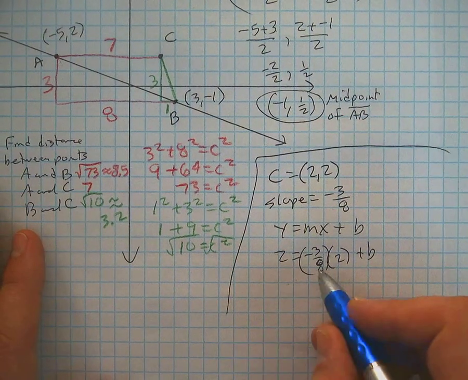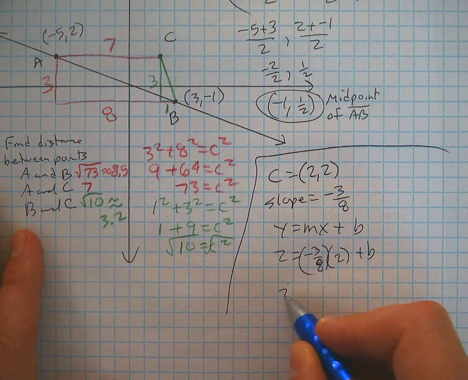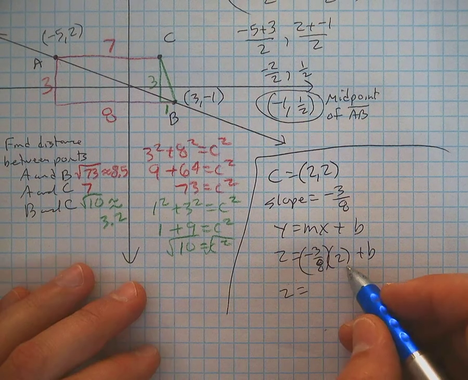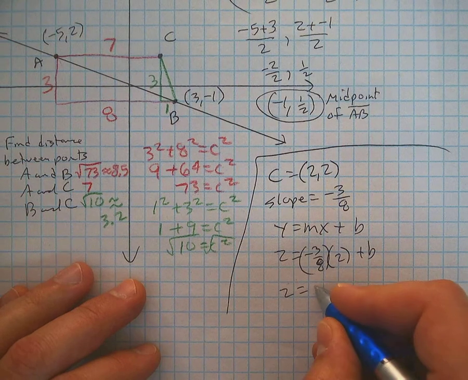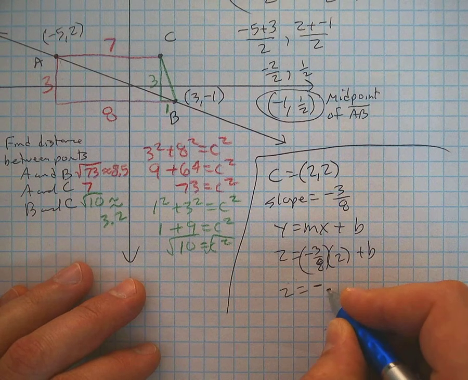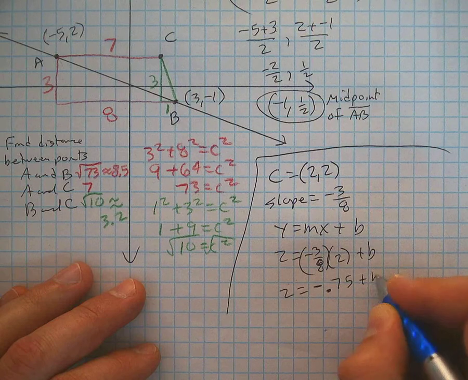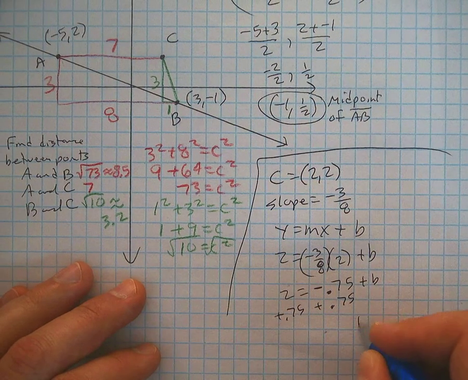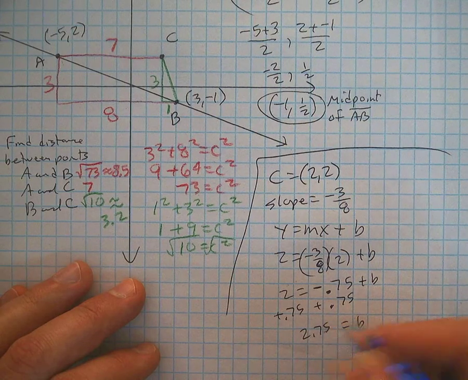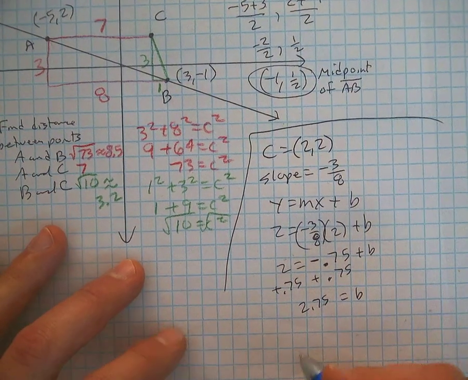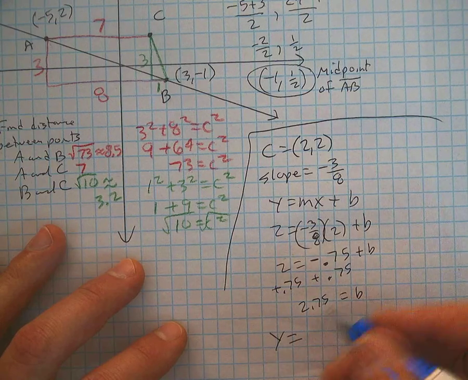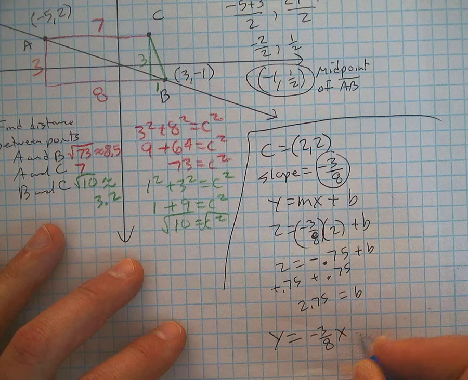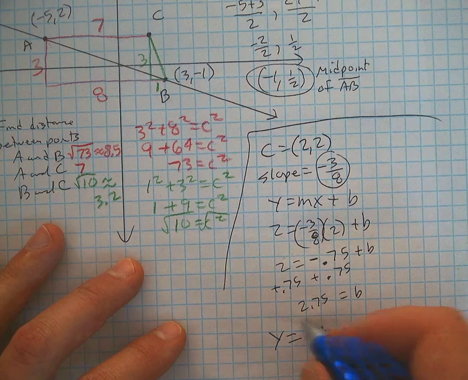When I multiply this together, I get 2 is equal to negative 3/8 times 2, which is negative 6/8, so negative 0.75, plus b. So I add 0.75 to each side, and I get b is equal to 2.75. So my equation that is parallel is y equals, I keep the same slope, negative 3/8 x, plus my b value, which is 2.75.